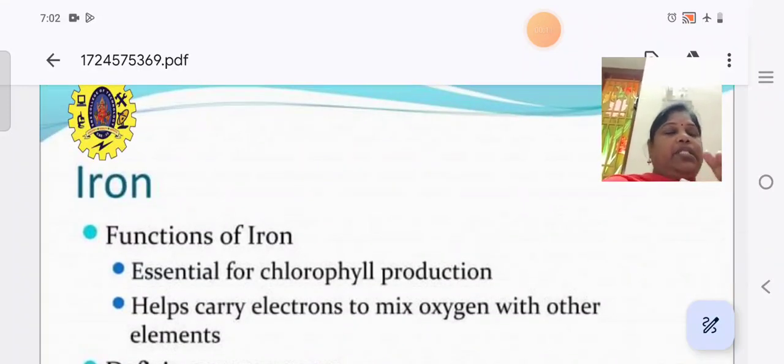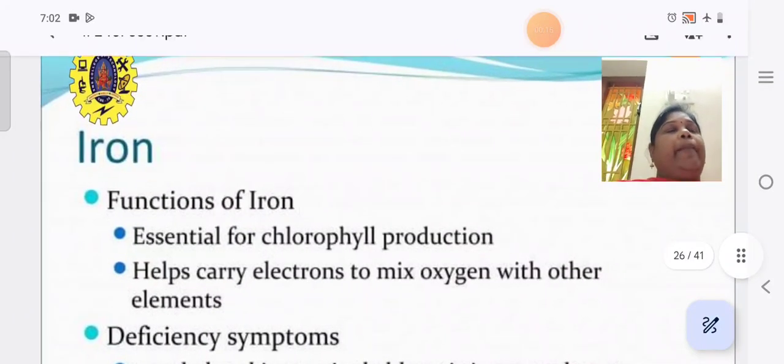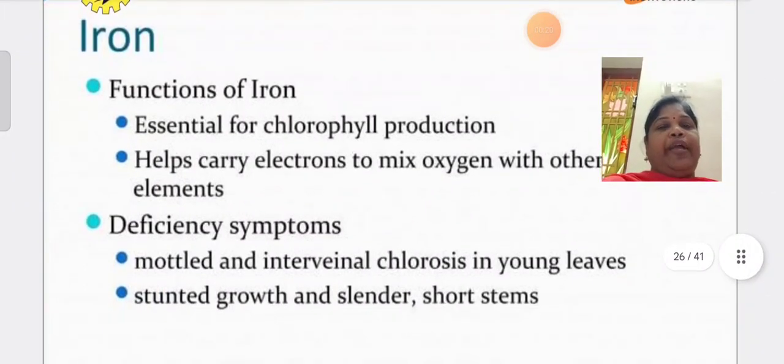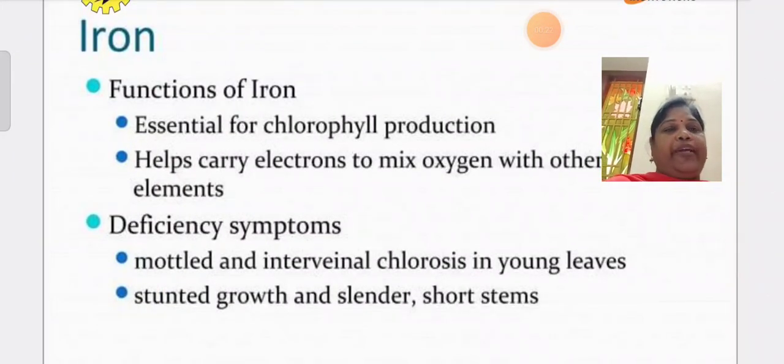Last class we discussed macronutrients. Today's class we discuss micronutrients. The topmost micronutrient is iron. The function of iron is that it is essential for chlorophyll production, and it helps carry electrons to mix oxygen with other elements.